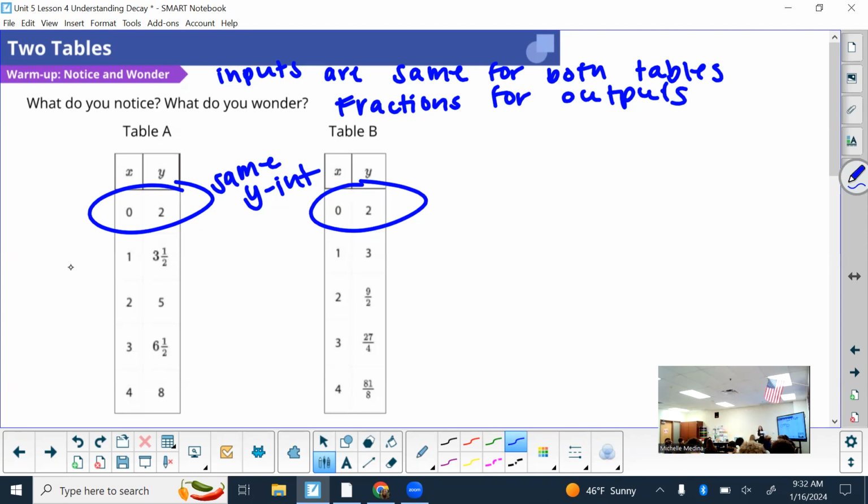Can we tell based on the table, like table A, what type of function this would be? So anyone, based on the pattern in table A, what type of function is it? Or can you tell me what the pattern is?